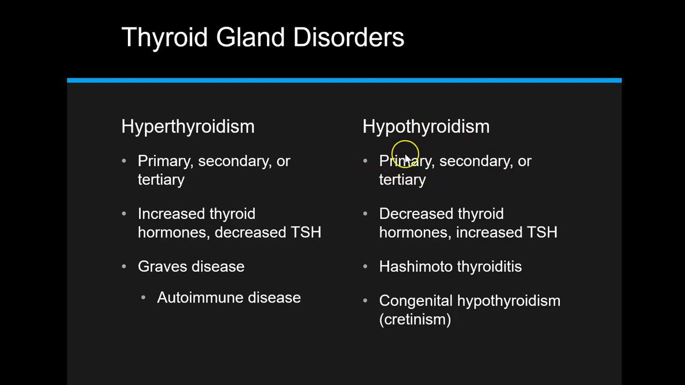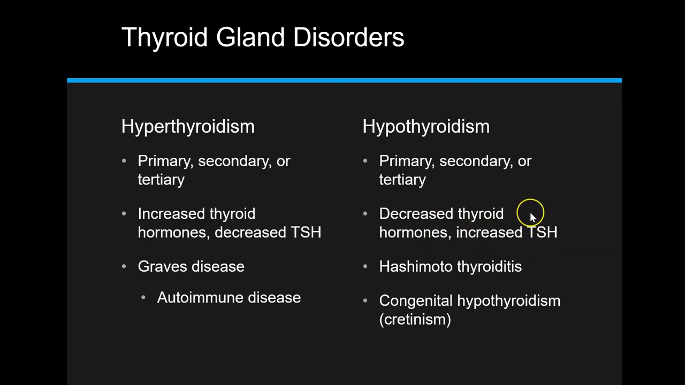So again, hypothyroidism can be primary, secondary, or tertiary. Usually we see primary hypothyroidism, and that way you'll see decreased thyroid hormone levels in the blood, so decreased T3 and T4, free T3, free T4, and an increased TSH, because the pituitary is going to try to keep stimulating it to produce more, even though it's not producing enough. Now, if you had a secondary hypothyroidism, you might see low TSH with low thyroid hormones, okay?